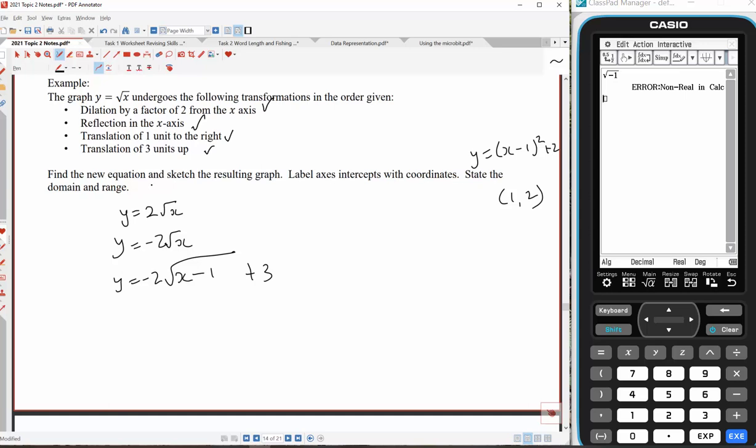All right, so find the new equation. So that's it there. And sketch the resulting graph. Label the axes intercepts with coordinates. State the domain and range. Okay, so draw up your Cartesian planes in your notes, please, girls.